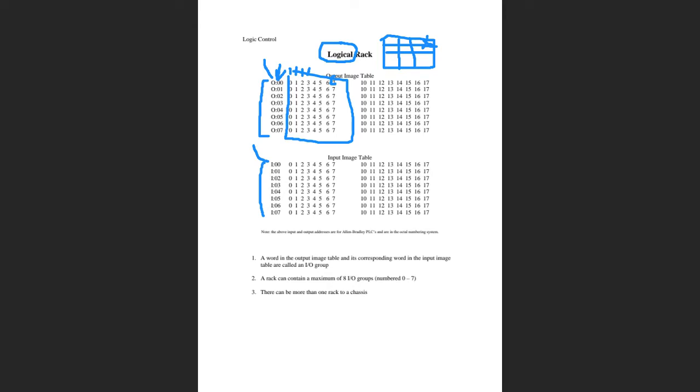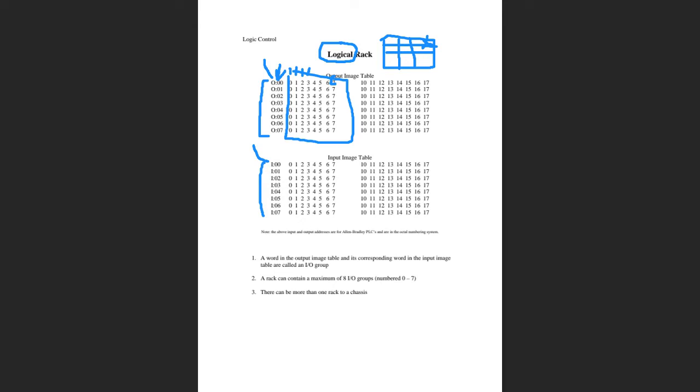What this grid system does is it just stores zeros and ones in certain locations in memory, and it's kind of a mirror image of the I/O section of the PLC. Okay, so just keep that in the back of your mind. We'll come back to that in a second.